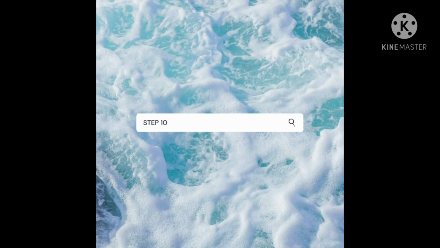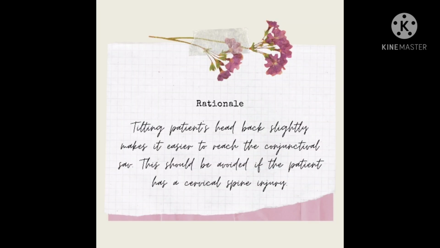Step 10. Tilt the patient's head back slightly if sitting or place the patient's head over a pillow if lying down. The head may be turned slightly to the affected side to prevent solution or tears from flowing toward the opposite eye. Tilting patient's head back slightly makes it easier to reach the conjunctival sac. This should be avoided if a patient has a cervical spine injury.